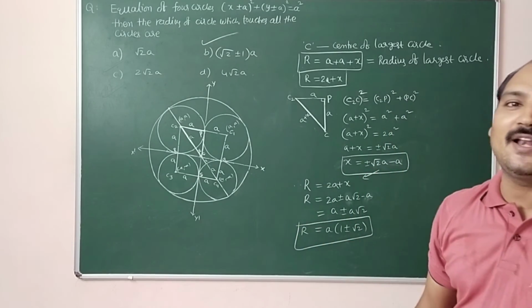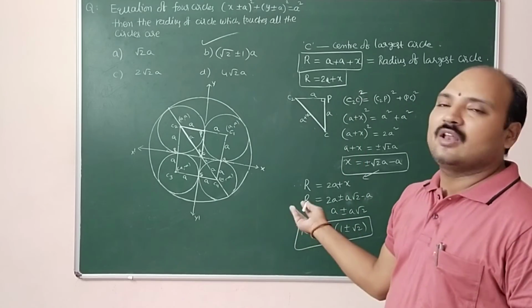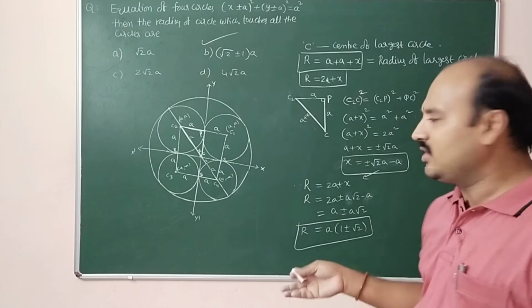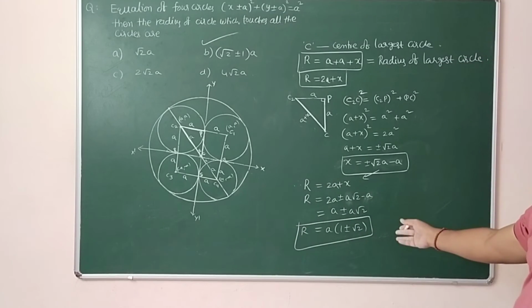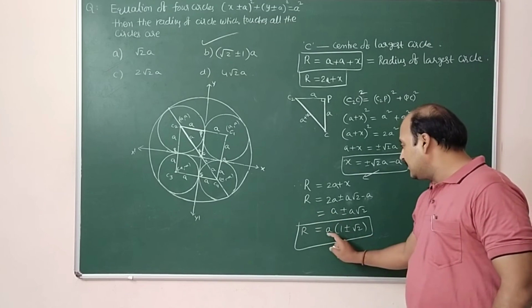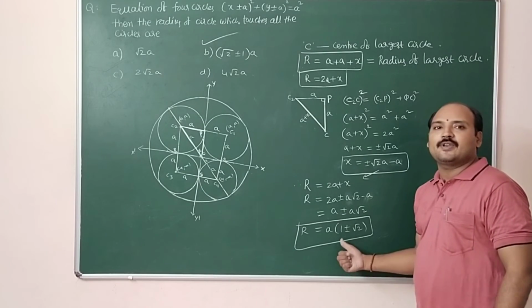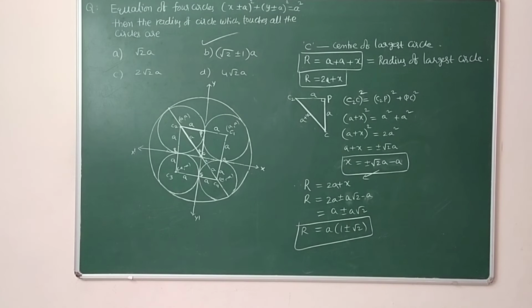The similar concept is there in the previous problem, in place of radius 2. Here it is the general one. Even for any problem like this, if they ask a related question, you can remember the shortcut formula. The largest circle's radius is a into 1 plus root 2. If it is minus, it represents the smallest circle. Even like this you can remember. We'll move to the next question now.